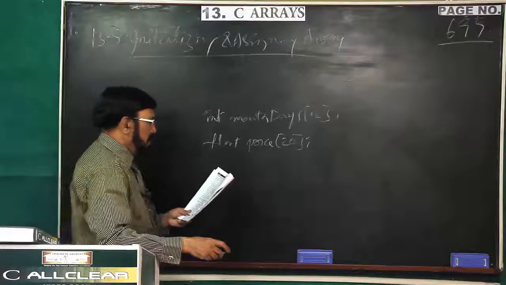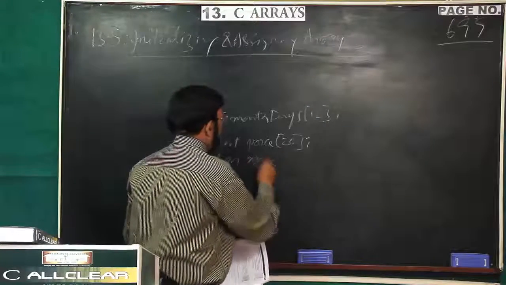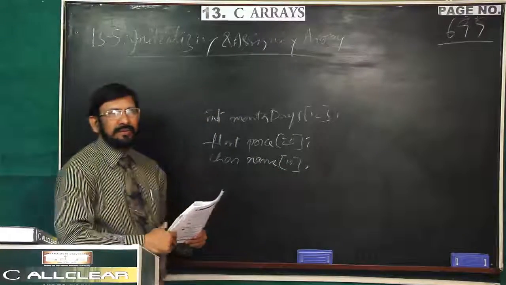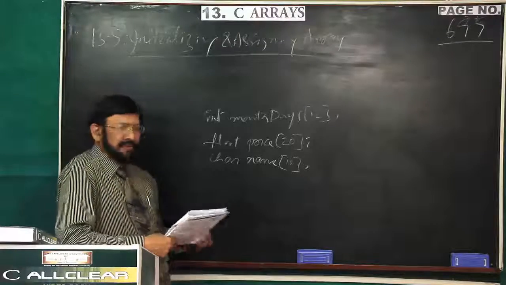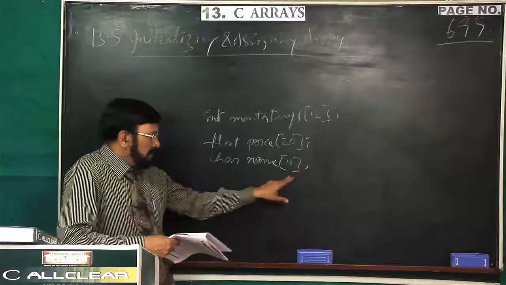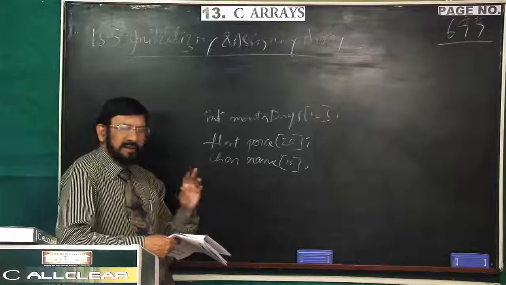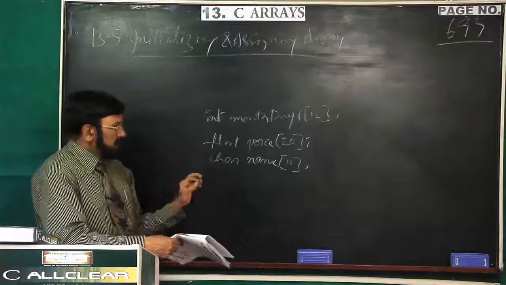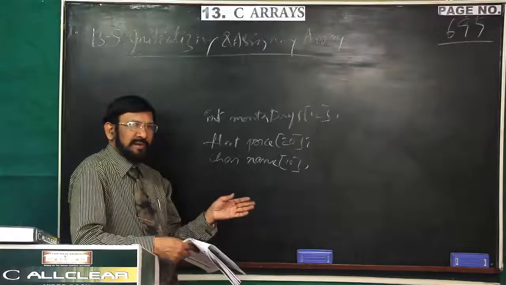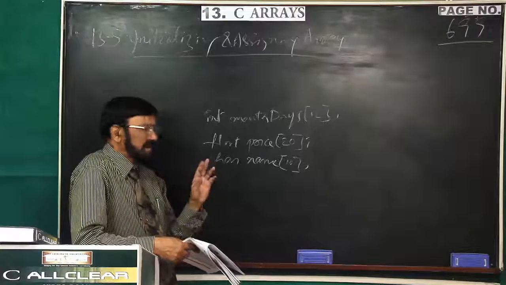Next, char name 10. With 10 elements, one character array we can define. Actually, a character array has certain limitations, and if you want to use a string oriented library, string.h, then on a character array it cannot function, and that's why instead of character array, string is created. String is also a character array which is terminated by null character, which we discuss in the next chapter.